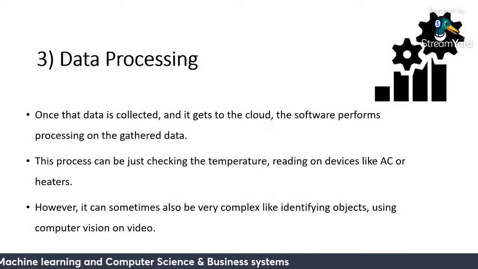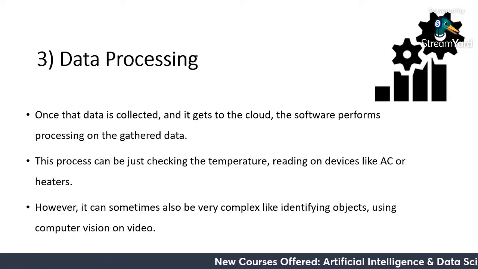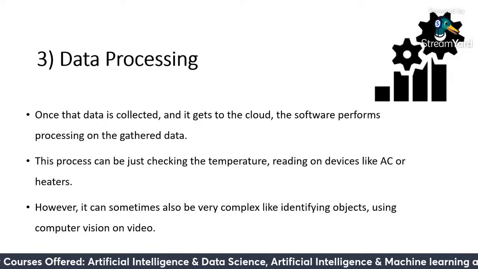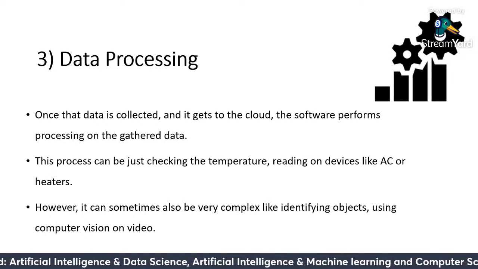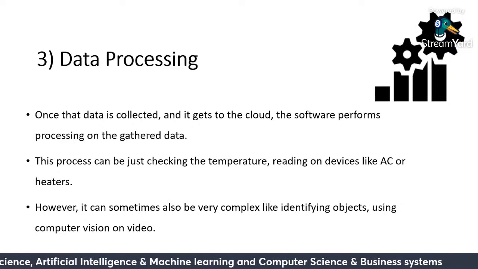And data processing. Once the data is collected from the sensors or the devices which we have connected, the output is sent to the processing device, which is known as a microcontroller or microprocessor. It can be very complex, such as using artificial intelligence to identify objects, such as face recognition, etc.